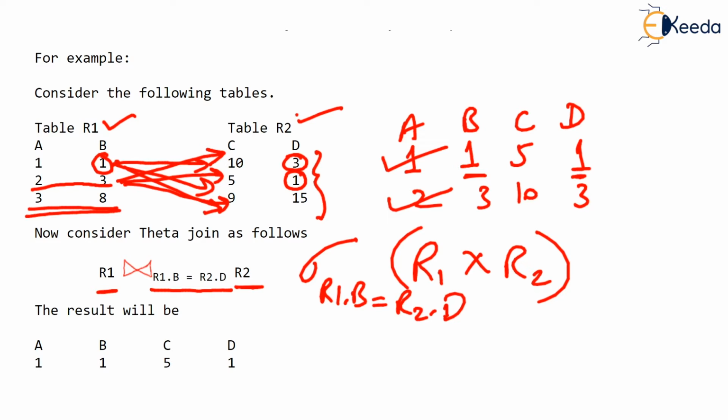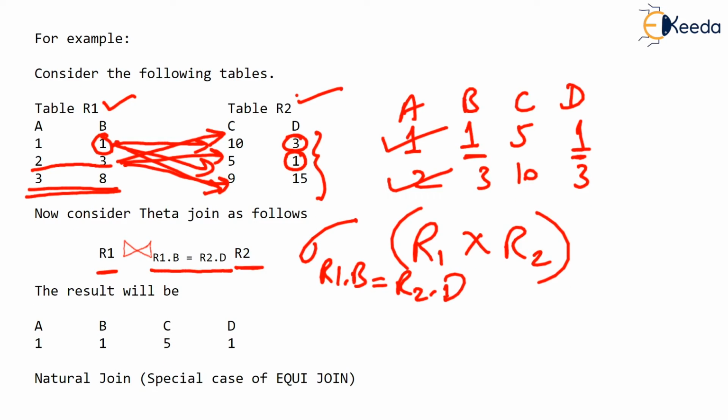Isn't it so? I think I made a mistake here. There is one more row shown called 2 3 10 3. Sorry for the wrong content, but this is the correct result here because B matches D here also. So that's it. That is what is equijoin.